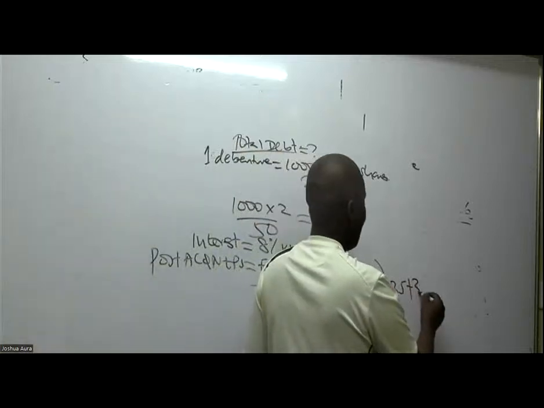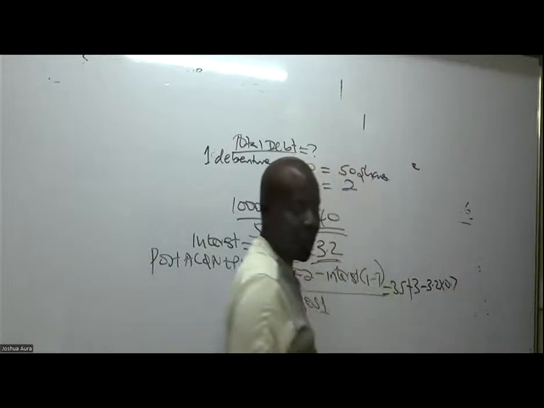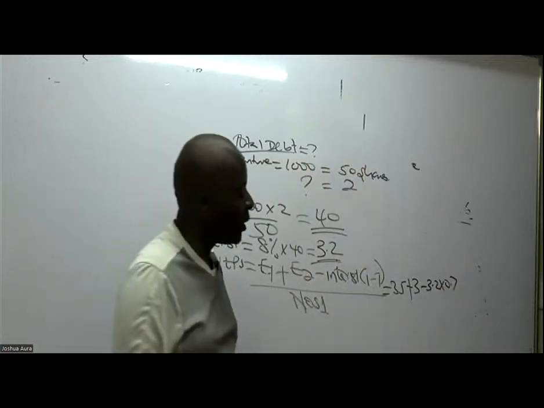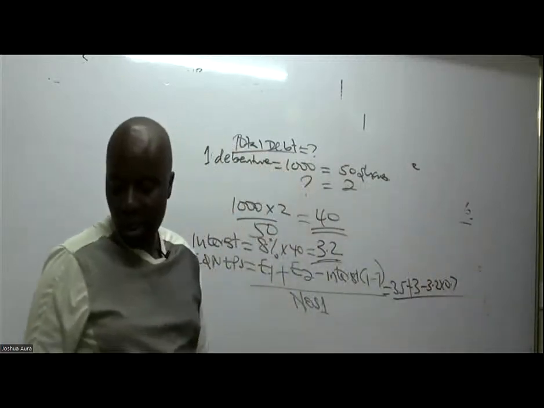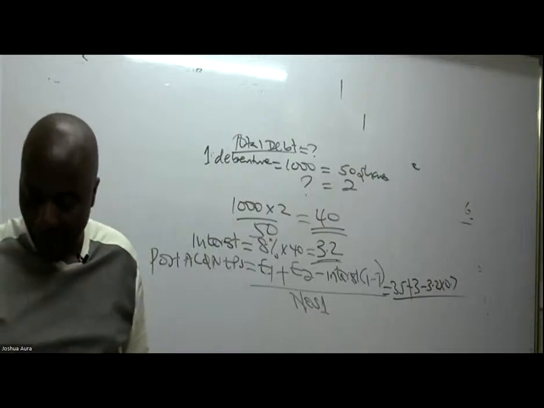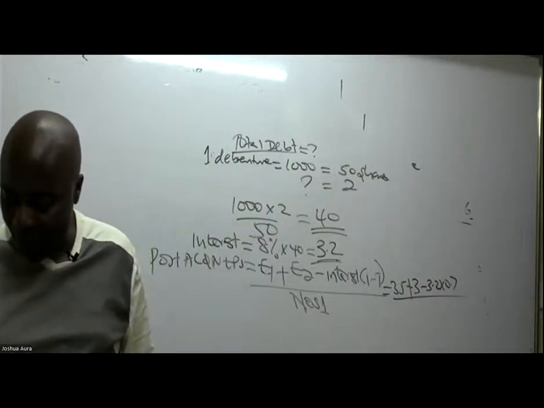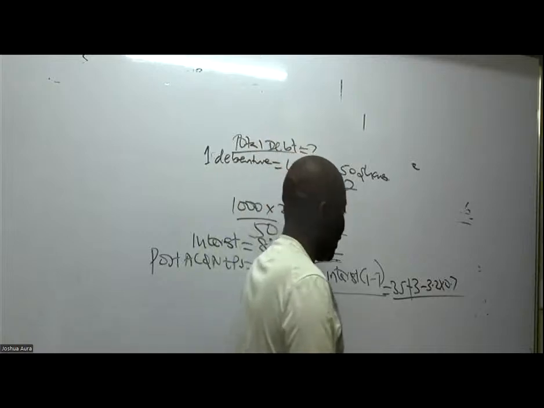Interest already, I have 3.2, times, I want to imagine the tax is 30%. Divide this by the number of ordinary shares of the first company, the predator company. There are 10 shares.